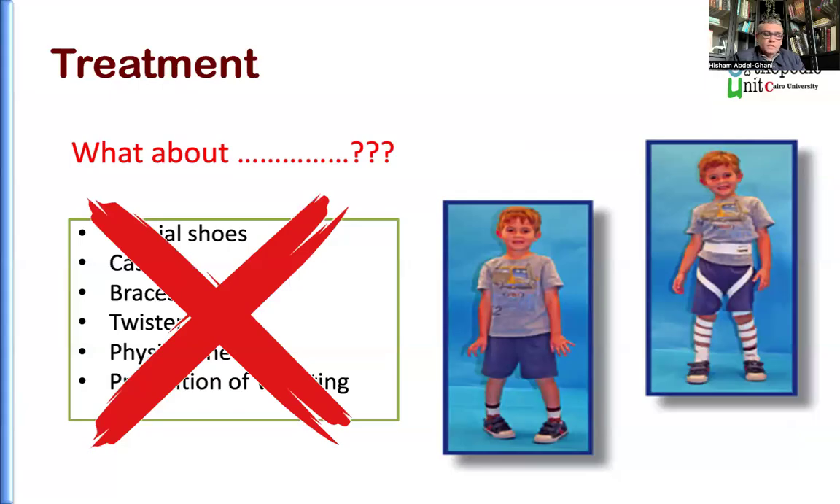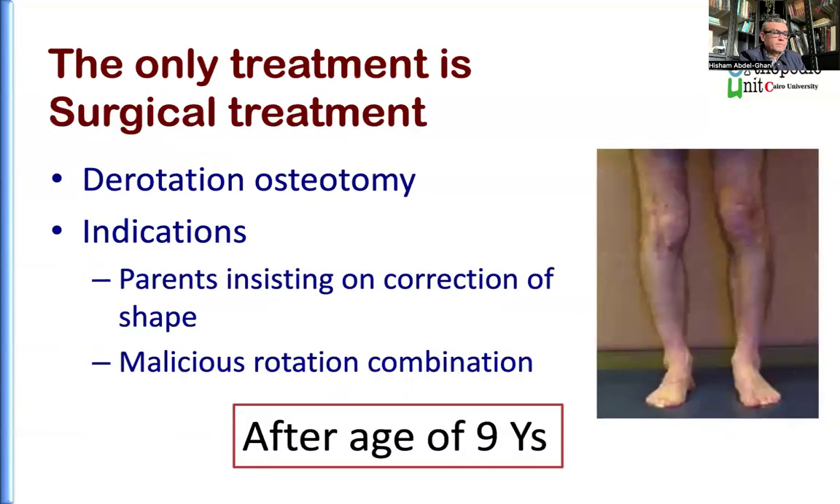This child does not need any medical shoes. This child does not need any braces. Twister cables are dangerous and they have drawbacks on the stability of the knee. And physical therapy has no role at all in this condition. And prevention of W sitting has nothing to do. So leave the child sit in the position he likes.